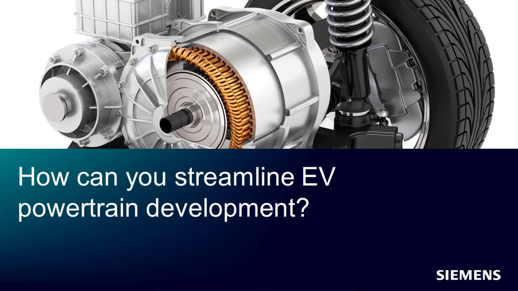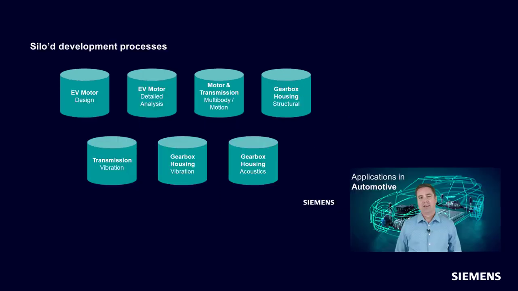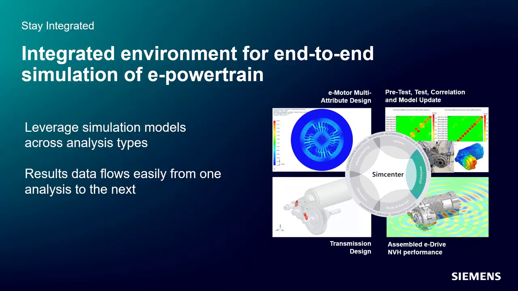This is a relatively new application domain for everyone in this industry, and so development processes for EV powertrains are not streamlined operations. Engineers can find themselves working in specific silos from motor design, transmission simulation, and structural performance and acoustics, among others. Most likely, each of the teams in these silos are using different tools, and information doesn't flow smoothly from one silo to the next. Simcenter Mechanical can help you break these silos and stay integrated.